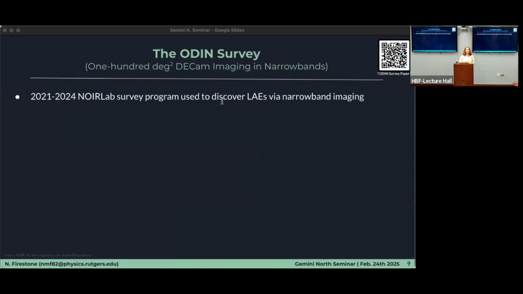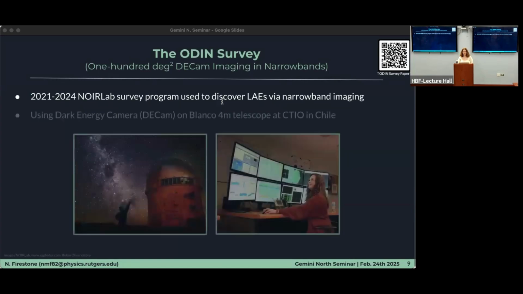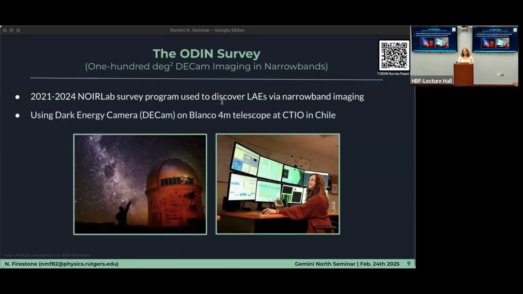Great, so ODIN is a 2021 to 2024 NOIRLab survey program designed to discover LAEs through the narrowband imaging technique. We're accomplishing this using the Dark Energy Camera, or DECam, which is on the Blanco 4-meter telescope at the Cerro Tololo Inter-American Observatory in Chile. Here's me about a year ago taking some observations for ODIN there.